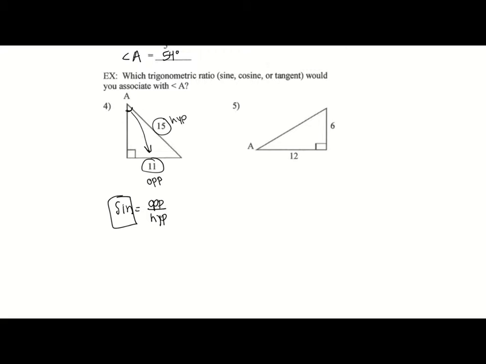Okay, here, angle A, we have our opposite and our adjacent. I know with opposite and adjacent, that is tangent. So in this case, I would use tangent. And you can look back at your ratios from 8.6. If you don't remember what sine, cosine, and tangent are equal to, you will find that tangent is opposite over adjacent and sine is opposite over hypotenuse.